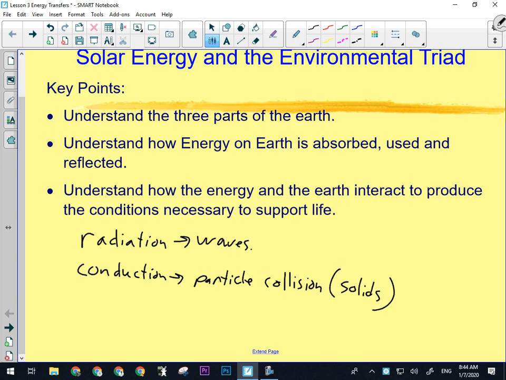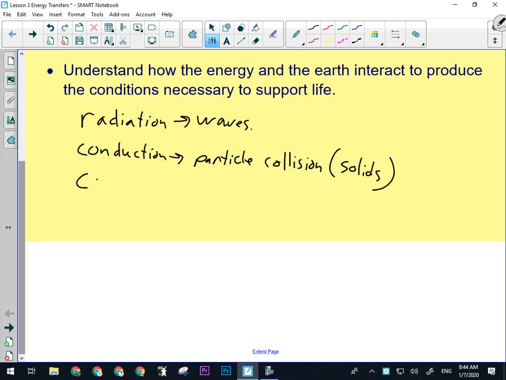What's the last one? We got radiation, we got conduction. This is convection, how energy is transferred in fluids. It involves currents. You might have this kind of oven. Convection is transfer through currents in fluids.